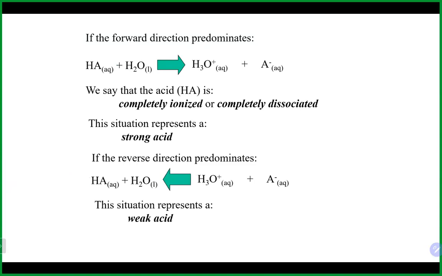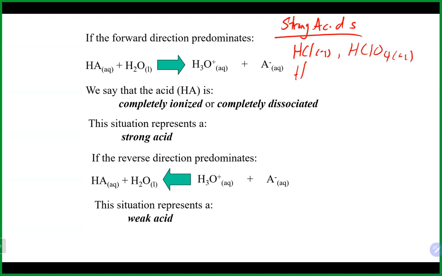So what are some strong acids that you really should know? That's going to help you make that determination. Strong acids are hydrochloric acid, perchloric acid, sulfuric acid, hydrobromic acid, hydroiodic acid, and nitric acid.